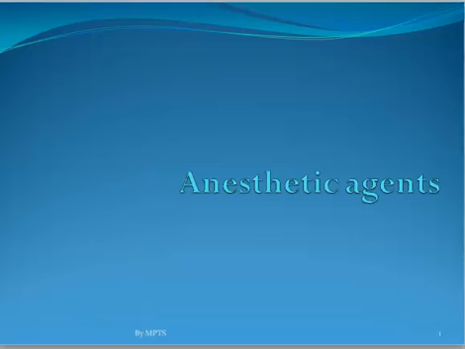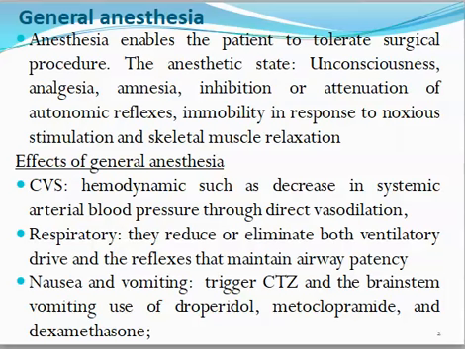So I'll be discussing briefly anesthetic agents, of course briefly. We know that anesthesia enables the patient to tolerate surgical procedures, and the anesthetic state includes unconsciousness, analgesia and amnesia. Inhibition or attenuation of autonomic reflexes. Immobility, of course: even though they prick you, you cannot move. And sometimes skeletal muscle relaxation.